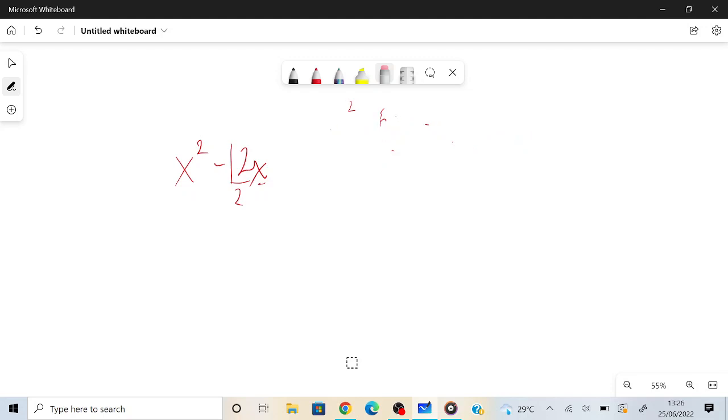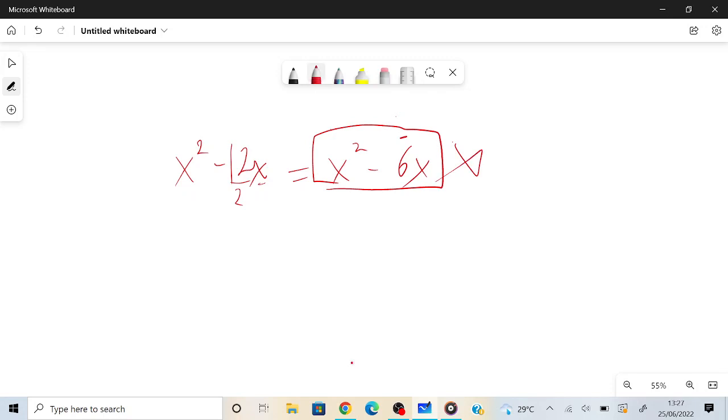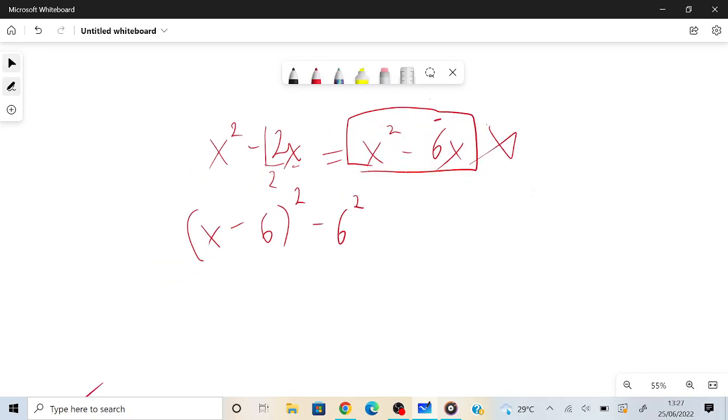So doing that, we know that minus 12 divided by 2 is minus 6. So we would now have something like x squared minus 6x. However, when we are completing the square, we do not write it like this. What we simply do is, once we've divided this by 2, we write it as x minus 6 squared minus 6 squared. Now this may look confusing at first, but let me just explain what I did.